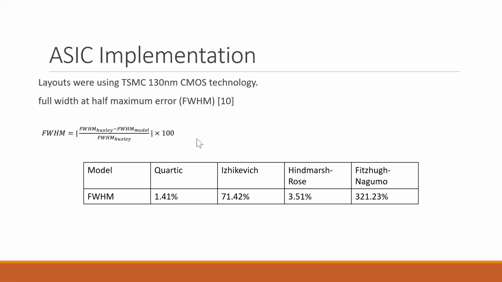So Cordic is quite similar. Izhikevich deviates quite a bit, by 71.14%. Hindmarsh-Rose is also quite similar, down to about 3.51%. And the Fitzhugh-Nagumo is quite different to the Hodgkin-Huxley model.